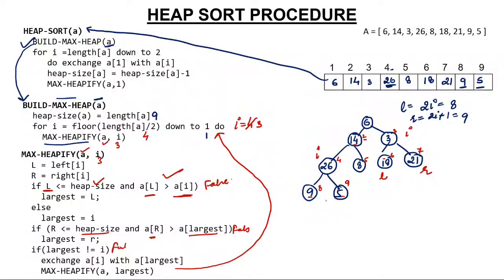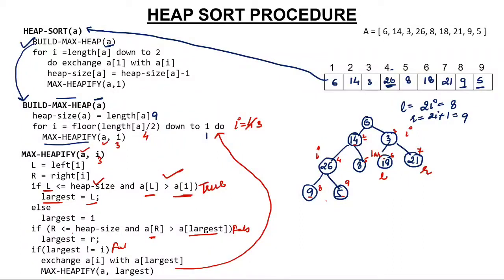Now both conditions are true, so this condition will become true, and largest will become L. Among these two elements, which is largest? I'm making this largest. So this 18 is largest. Fine. But we still have one element to be considered, so I'll not move to the else part.